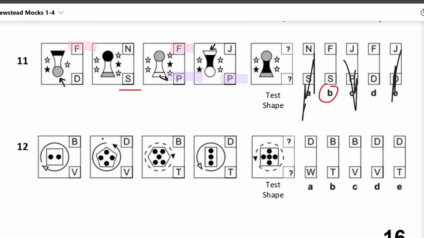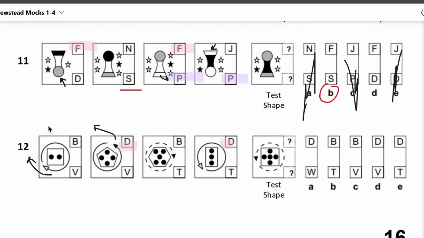Question 12, this is going anti-clockwise. We have D and D are the same, and then B and B are also the same. What's common? This is going in an anti-clockwise direction, and B is going in a clockwise direction. Therefore, if our shape is going in anti-clockwise, we need to have D on top, which makes us cross out B and C.